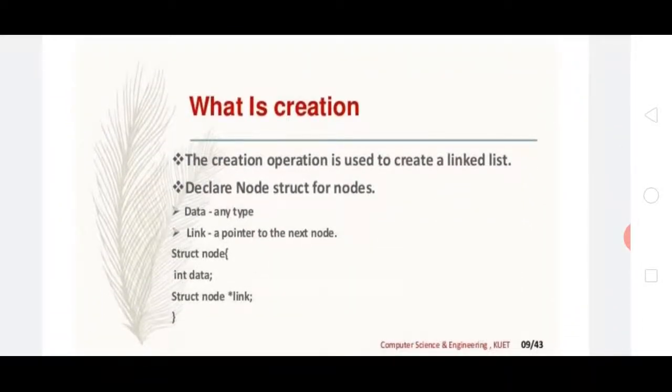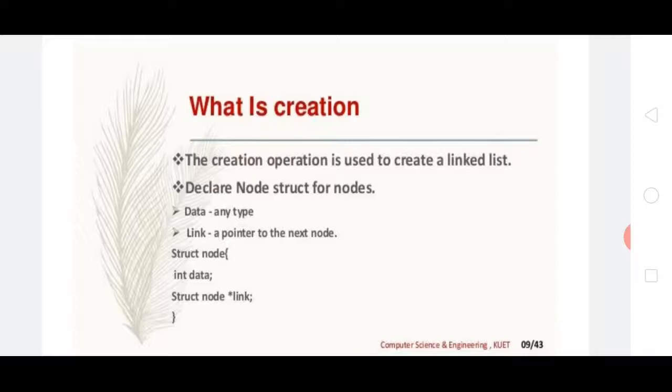Then we will discuss what is meant by creation, or how to create a circular linked list. The creation operation is used to create a linked list. Already we discussed it in singly linked list, and also in doubly linked list. If you want to create one linked list or one node, then we have to perform the malloc operation. By using this inbuilt malloc operation, we create one memory block in our computer.